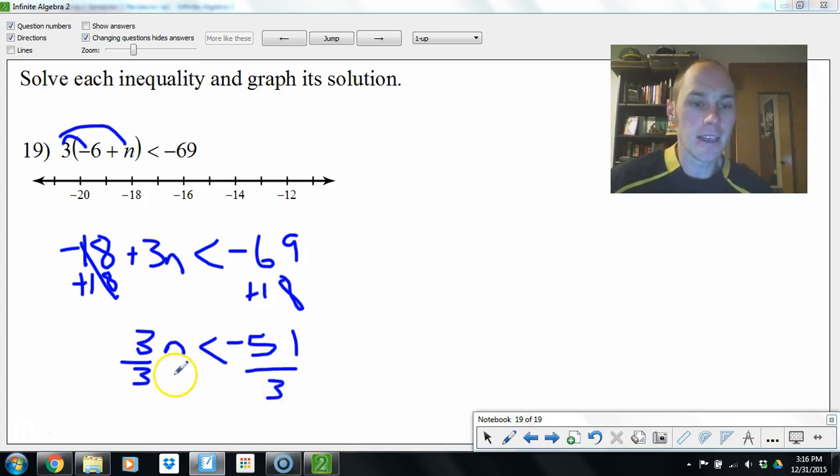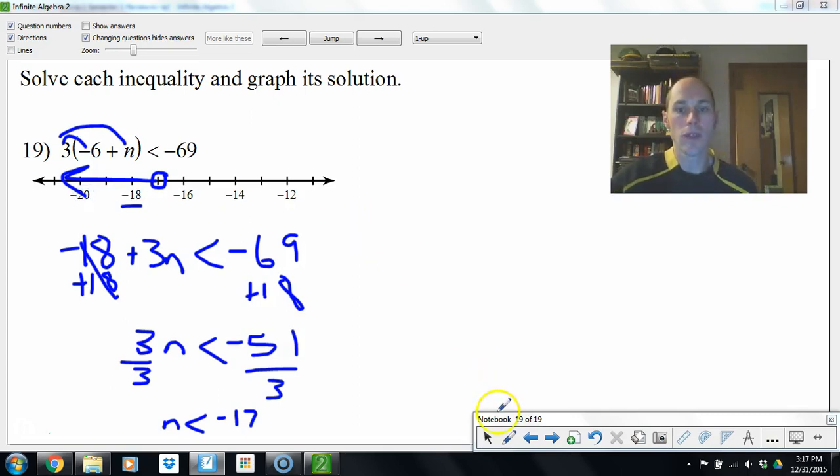Remember, when we divide, nothing happens to the sign. If we were to divide both sides by a negative, we would have to flip our inequality around. But since we're dividing both sides by a positive, it stays as a less than. Negative 51 divided by 3 is negative 17. So it'll be an empty circle at negative 17. And choose a test point. Is negative 18 less than negative 17? Yes, it is. So my solutions will go that way.